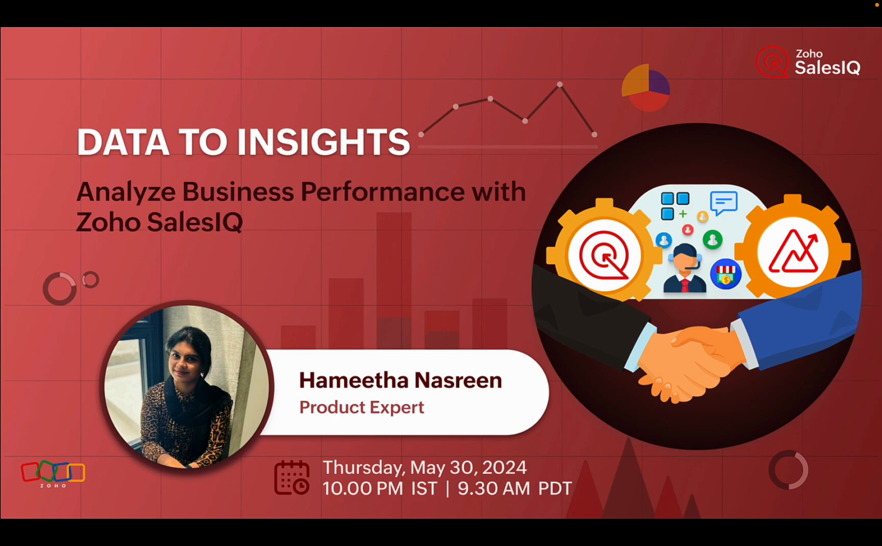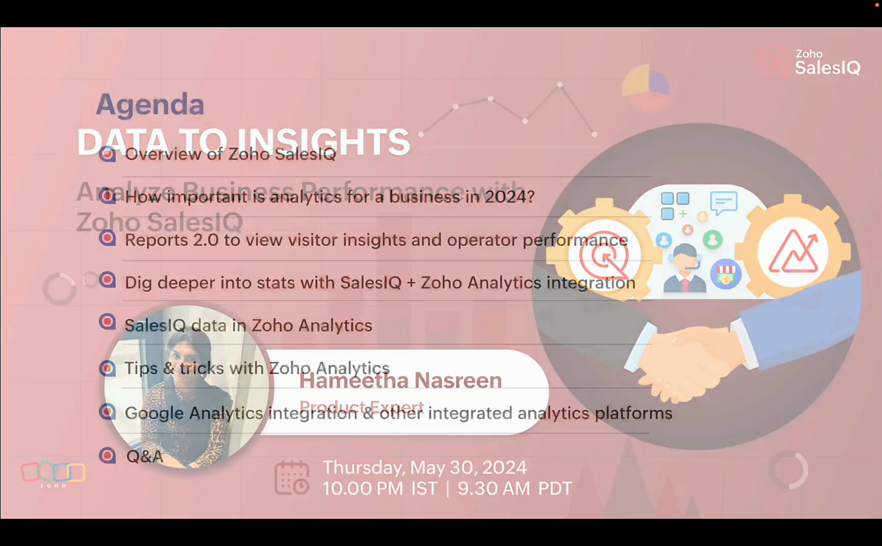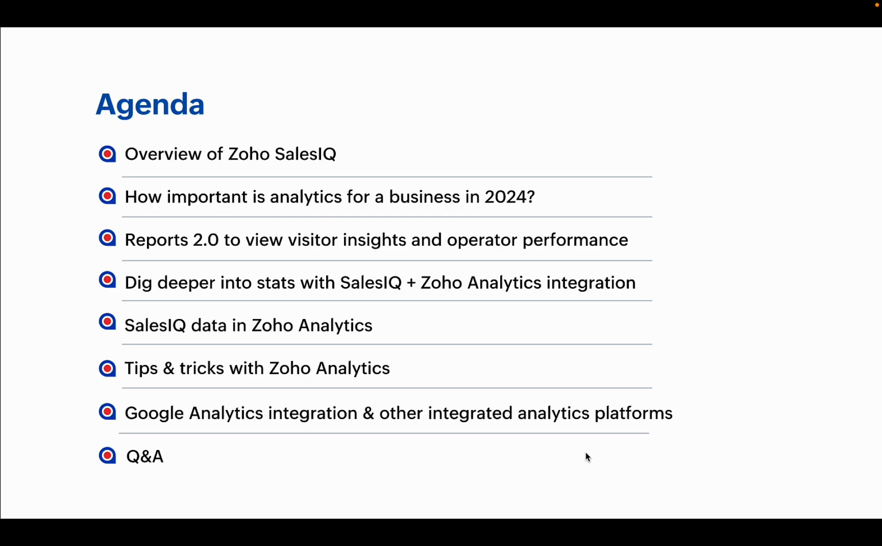Now, without further ado, let's take a look at the agenda I've planned for today's session. First, we'll talk about what Zoho SalesIQ is. We'll then talk about business analytics in 2024, how important it has become, and what's the general trend in relation to analytics for business. Then we'll dive into SalesIQ. We'll see what all metrics can be tracked and analyzed within SalesIQ. We'll be taking a look at Reports 2.0 and all the data that is available for use in the Reports dashboard. After that, to dig a little deeper, we'll dive into the analytics integrations with SalesIQ.